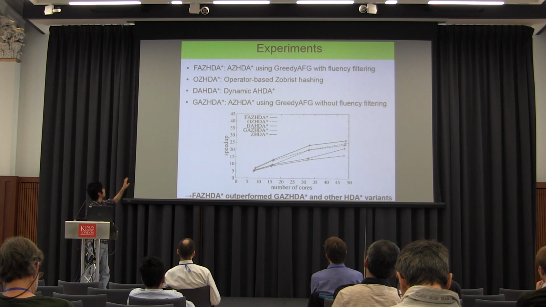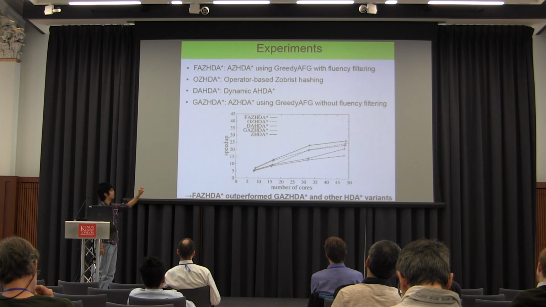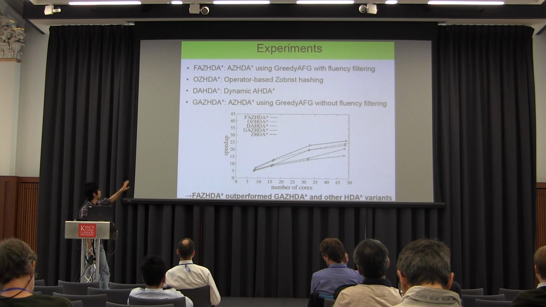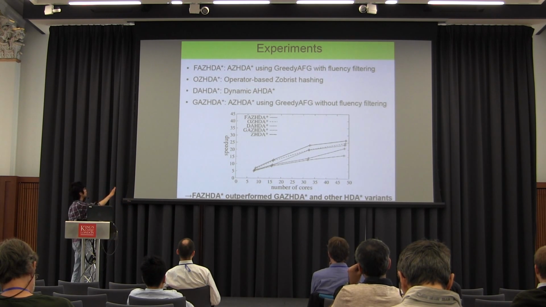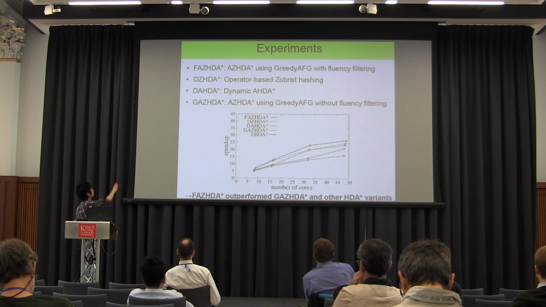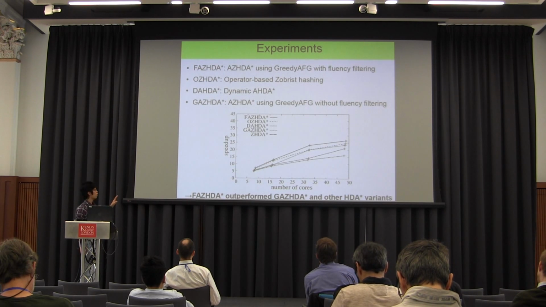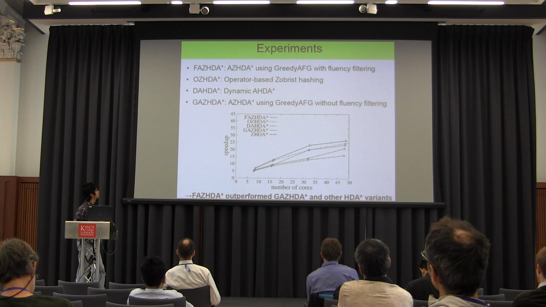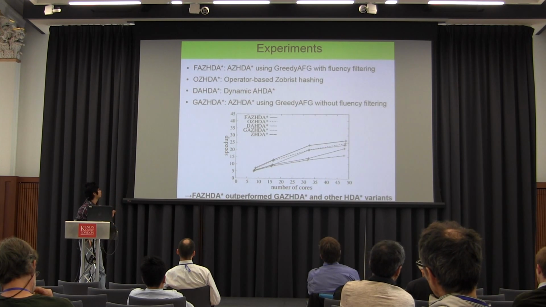and we evaluate AZHA star using gradient AFG with fluency-based filtering, and show that our fluency-based filtering significantly improved the performance compared to that without fluency-based filtering. And in fact, gradient AFG with fluency-based filtering, which we call FastDAP, achieves the best performance over other HAs and variants. It's actually quite surprising to me that this simple mechanism improves the performance like this.